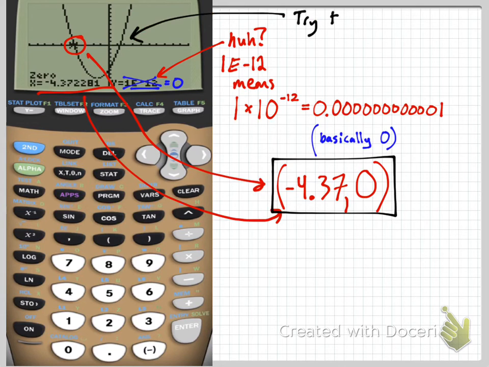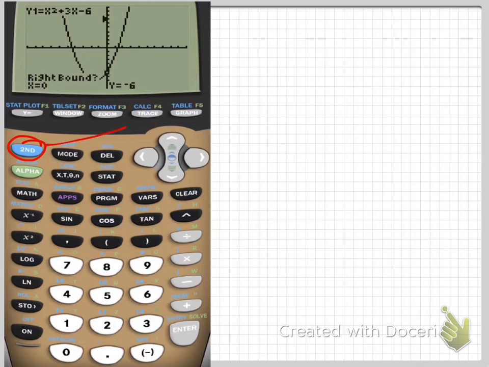What I want you to do now is try to find the other 0. If you get it right, great; if you get it wrong, I'll show you the steps. All right. So here's how you do it. You press second and then trace. And once you press that, then you need to press enter when you're to the left of the 0, when it asks left bound. Notice my enter, I pressed enter when I was at x equals negative 6.